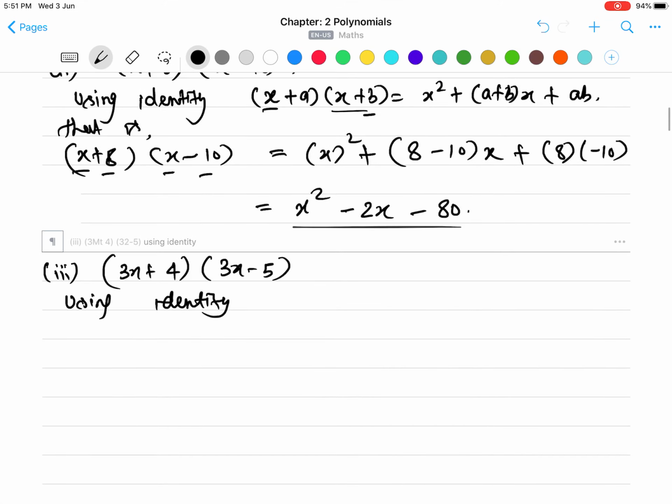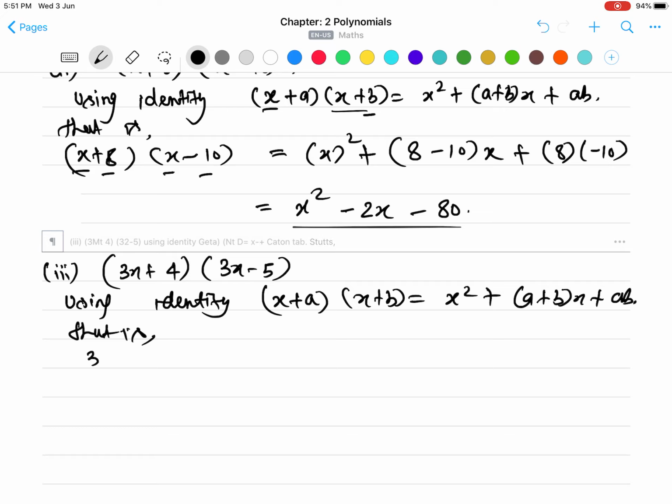In every question you have to write or mention the identity which you are using. So we'll write using identity (x + a)(x + b) = x² + (a + b)x + ab. The more and more time you write this identity, you will learn and remember them easily. Okay, so write that.